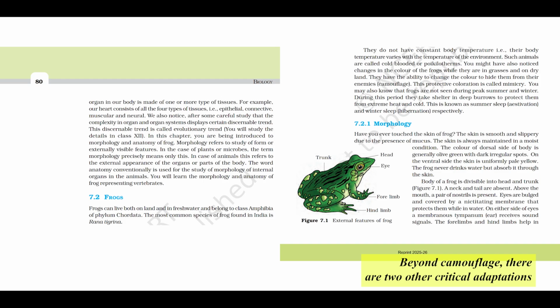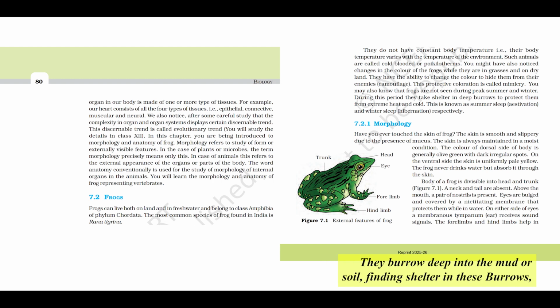Beyond camouflage, there are two other critical adaptations directly linked to their poikilothermic nature, and these often feature in competitive exam questions: estivation, commonly known as summer sleep, and hibernation or winter sleep. You might have noticed that frogs are absent during the peak summer months when temperatures soar, and also during the biting cold of winter. This is because during these periods of extreme environmental stress, intense heat and dryness in summer, or severe cold in winter, they seek refuge.